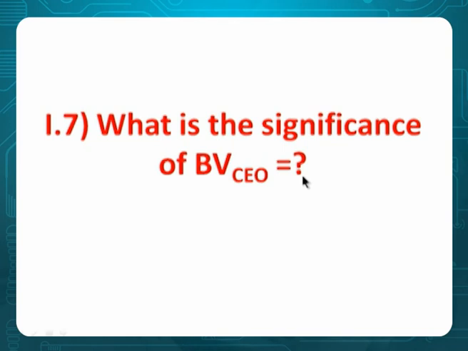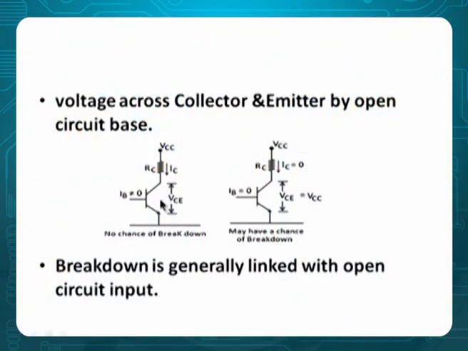7th question. What is the significance of BVCEO? Breakdown voltage between collector and emitter with base open. They're asking what is the significance as such. Look at this. Voltage across the collector is there. If base current is not 0, there is a drop here. If a drop is there, how much voltage comes here? VCC will not come here. If VCC is not coming here, there is no chance of breaking down because something is dropped here.